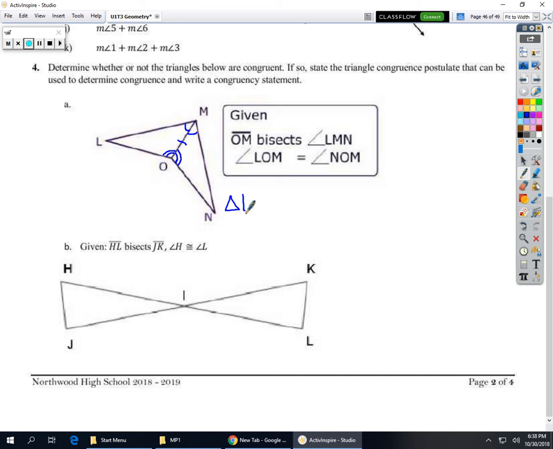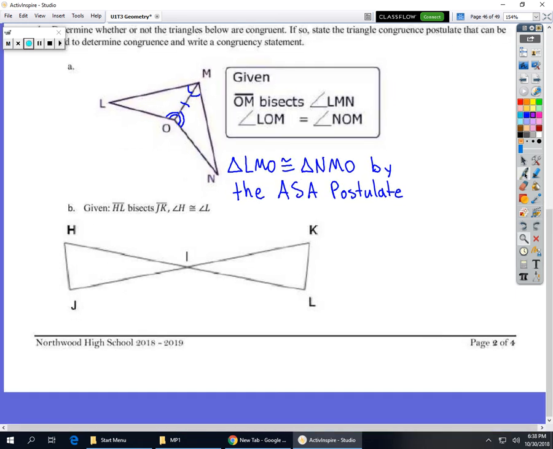This is triangle LMO is congruent to triangle NMO. Why? And then you have to label the postulate right here. By the angle, side, angle postulate. You can call it theory, theorem, but postulate's the way we usually find it. So look, I had to label it first, label the triangles, then I can do this. Don't even start the problem, don't even start writing any of this until you label it first.